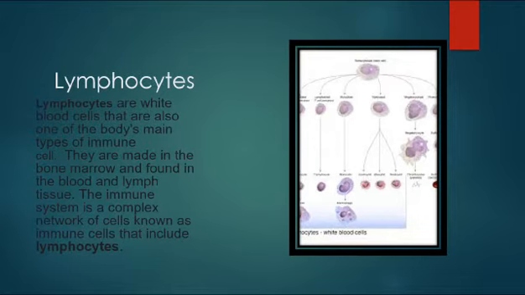Lymphocytes are white blood cells that are one of the body's main types of immune cell. They are made in the bone marrow and found in the blood and lymph tissue. The immune system is a complex network of cells known as immune cells that include lymphocytes.